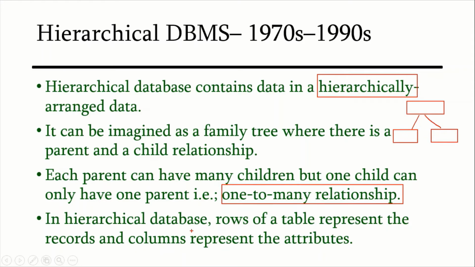In a hierarchical database, rows of a table represent the records and columns represent the attributes. So rows of a table, if you think of a big table with a number of rows like this, then each row represents a record, and each column like this represents a different type of attribute.